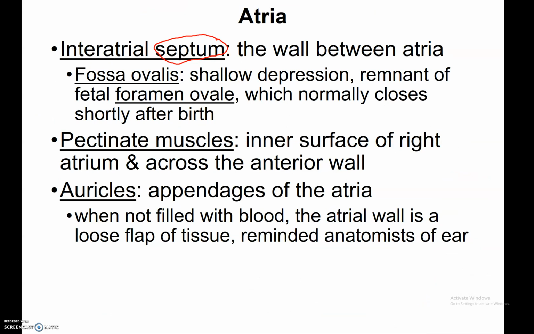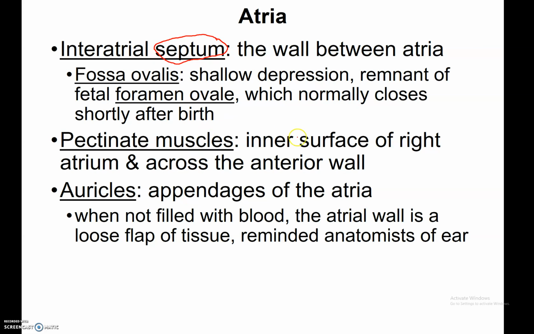It's what's left over from the fetal foramen ovale. This is basically a hole between the right and the left atria that occurs in the heart during fetal development. It closes up just shortly after birth. So as babies are born, they may have a slight heart murmur, or at least it sounds a little bit like that, because blood might be flowing back and forth between the right and the left atria shortly after birth.